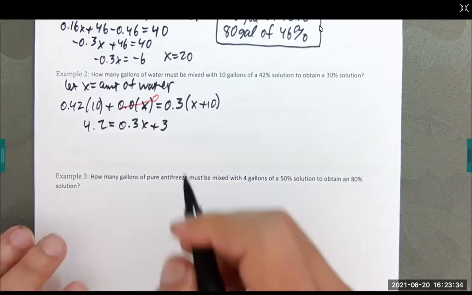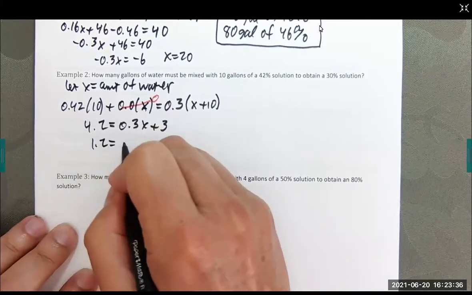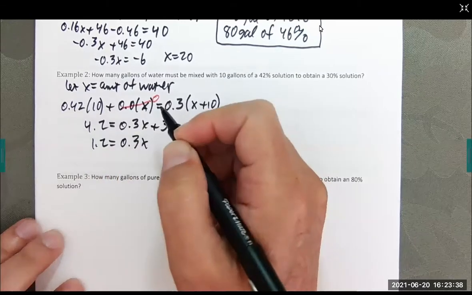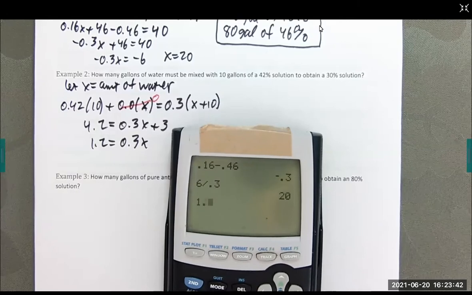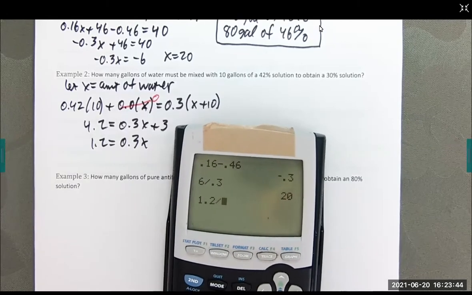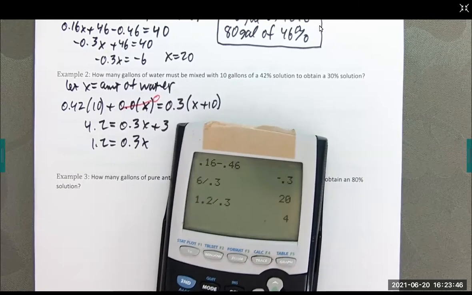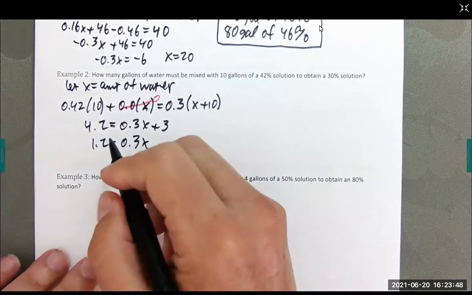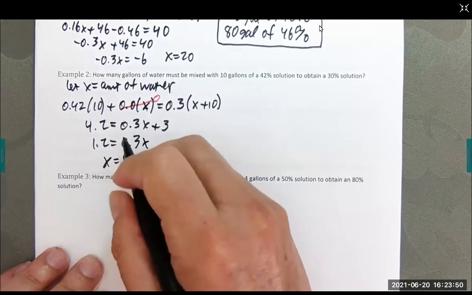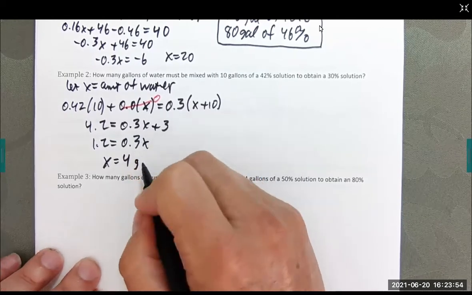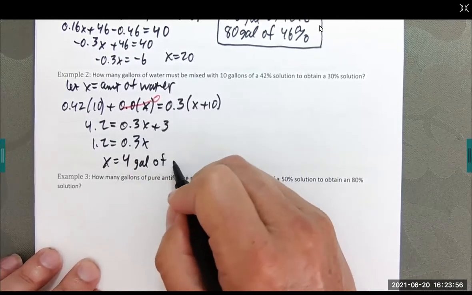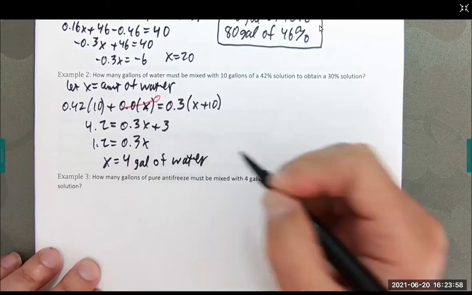I'm going to subtract the 3, so I get 1.2 equals 0.3x, and divide, and I believe I'm going to get 4 from that. So 1.2 divided by 0.3. So x equals 4 gallons of water. This is called diluting it.